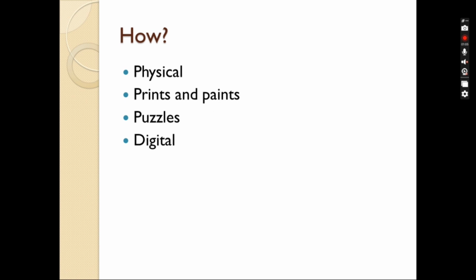Now, what are the methods? We can use physical methods, prints and paints, puzzles, and digital. With puzzles, if we solve the puzzle, we come to know what data is hidden in it. But here we are using digital, meaning images.